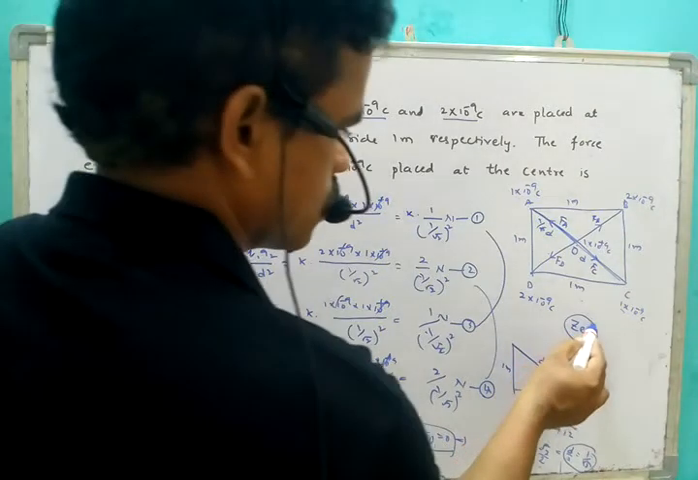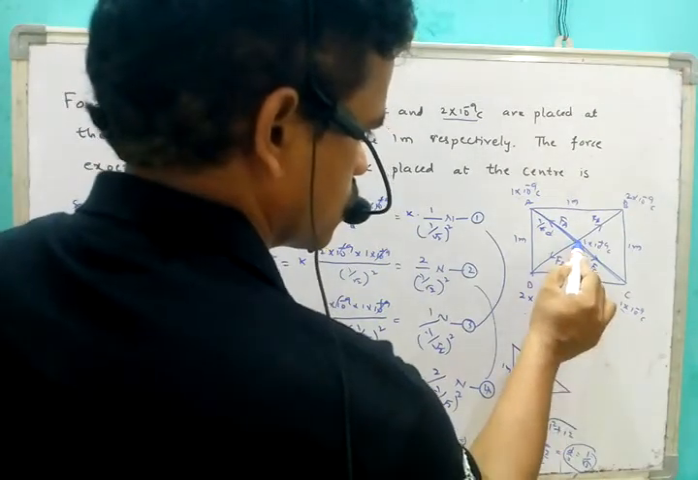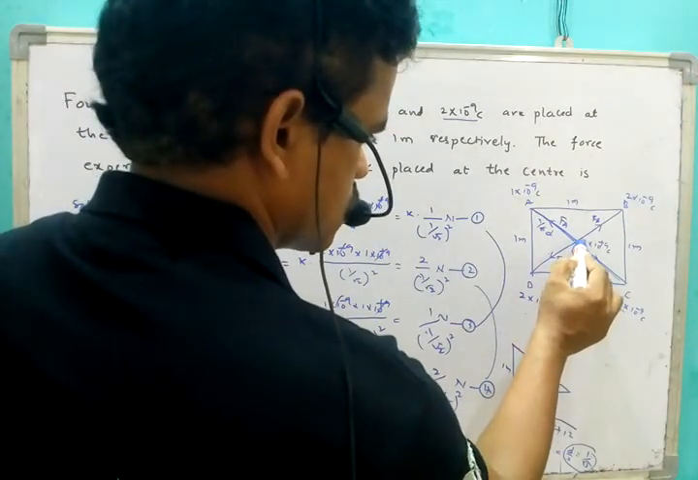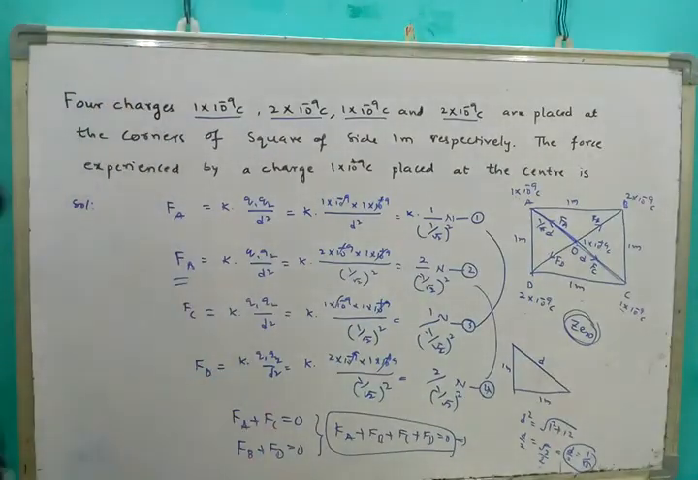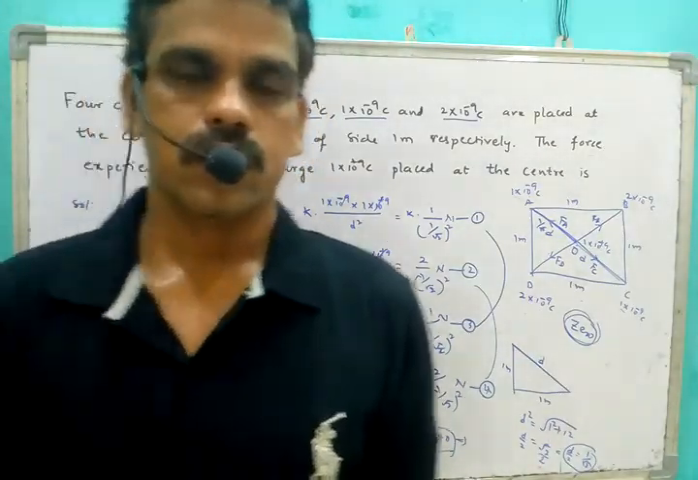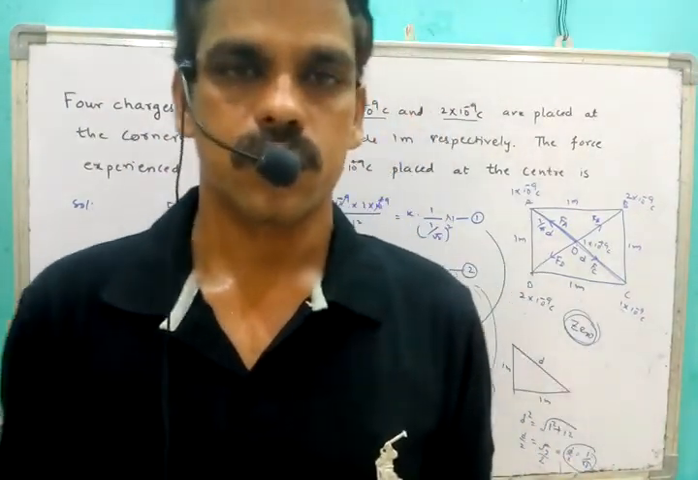So finally the force on the charge at the center is 0. So this is one more type of problem. These are the important problems I discussed on Coulomb's law.